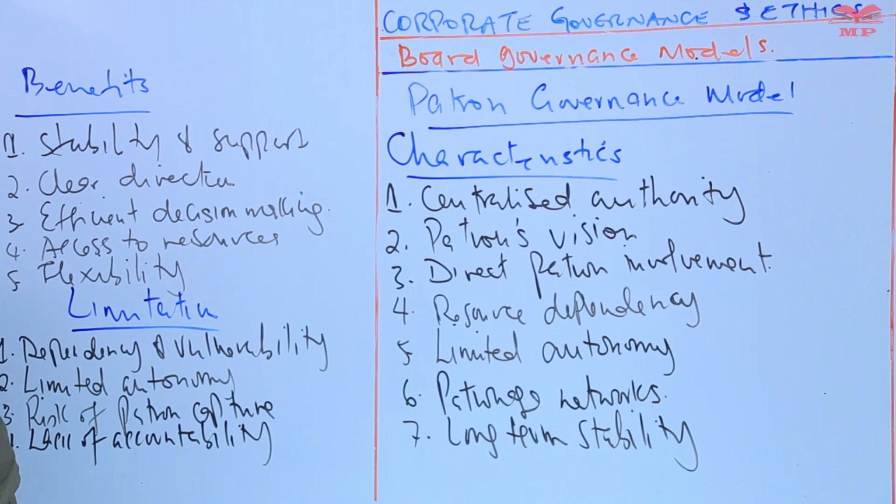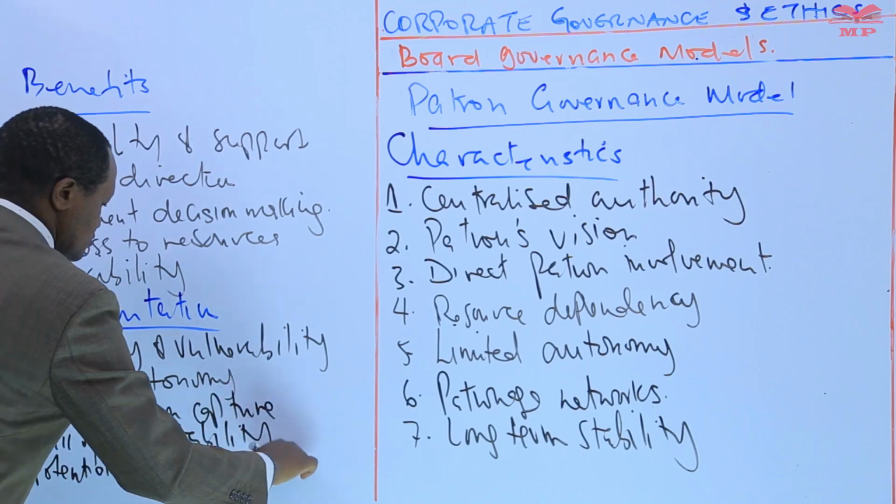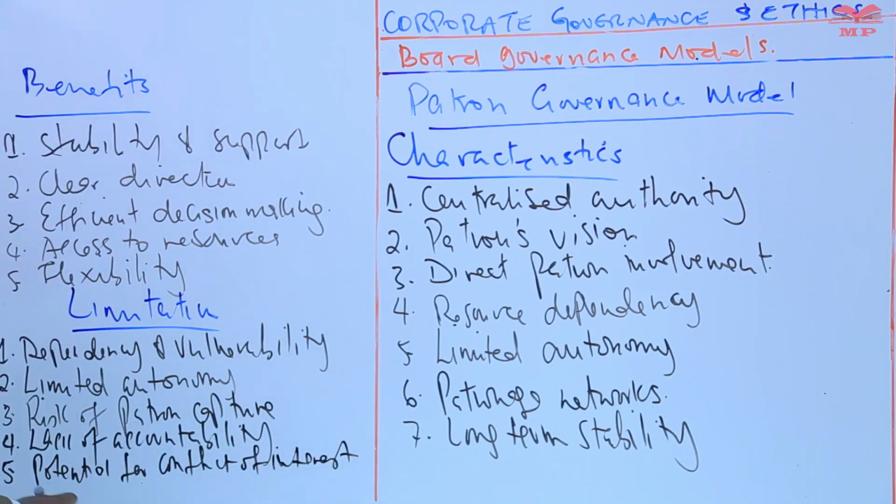5, potential for conflict of interest. The patron's personal interests or connections may conflict with the organization's missions or values, leading to ethical dilemmas or compromising decision making.